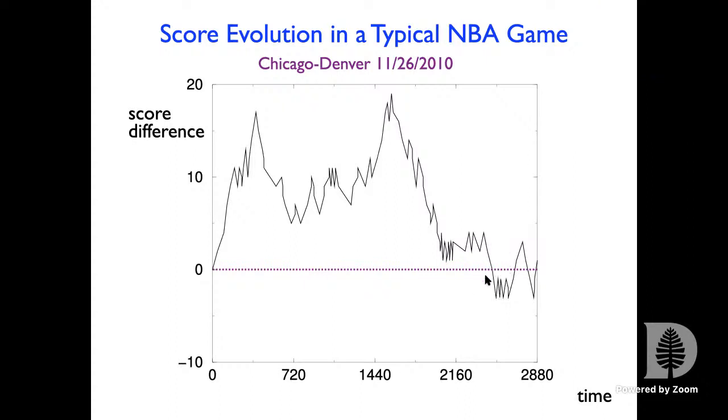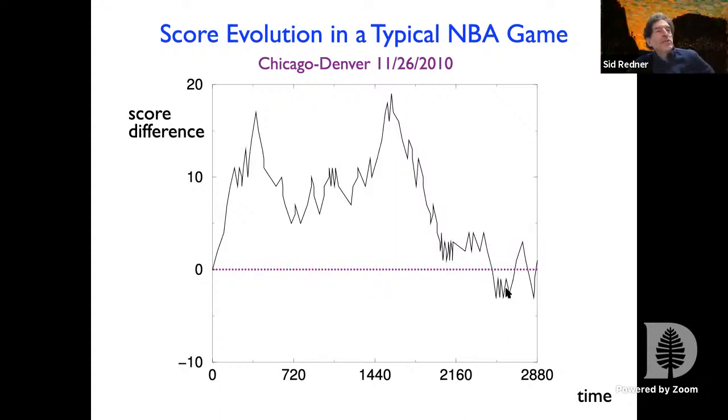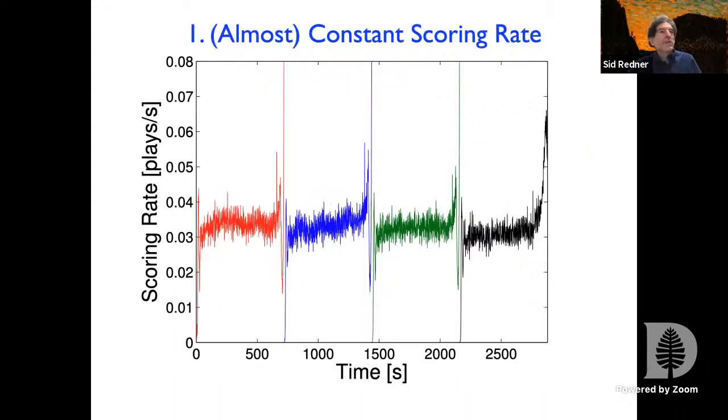Good. Okay, so there's a lead change here, and then Chicago's leading for a while, and then there's another lead change. So the game at the end is sort of exciting. And finally, at the very last second, Denver wins by a small amount. So the question I want to ask is, is this trace a random walk? So let me try and present some evidence to argue in favor of this.